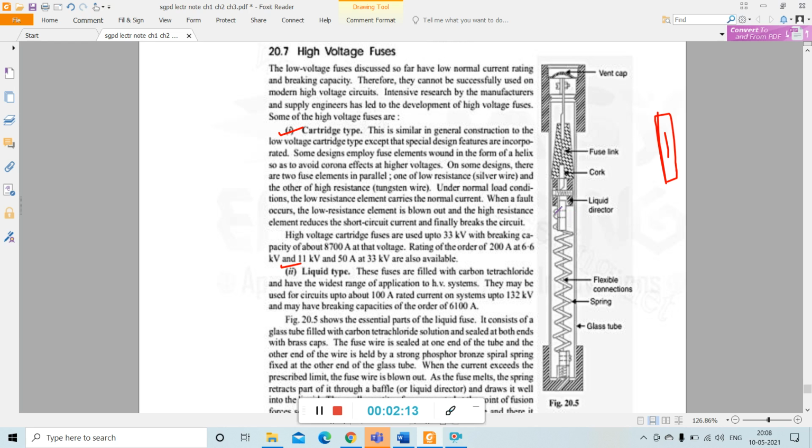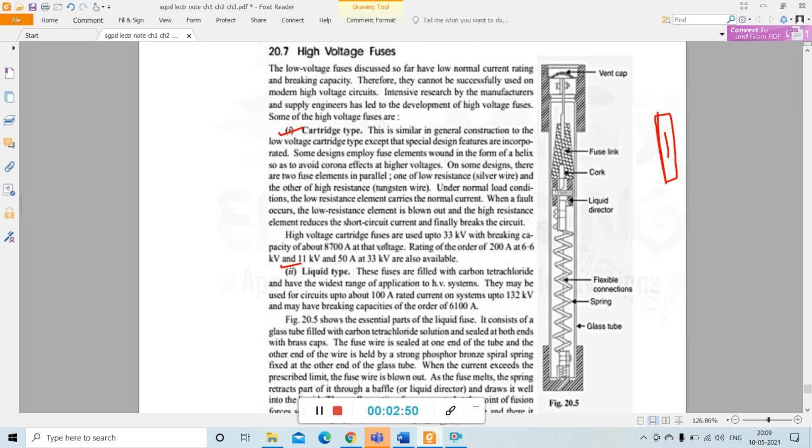In some designs there are two fuse elements in parallel: one is a low resistance silver wire and the other is a high resistance tungsten wire. Under normal load condition, the low resistance element carries the normal current. When a fault occurs, the low resistance element is blown out and the high resistance element reduces the short circuit current and then finally breaks the circuit.